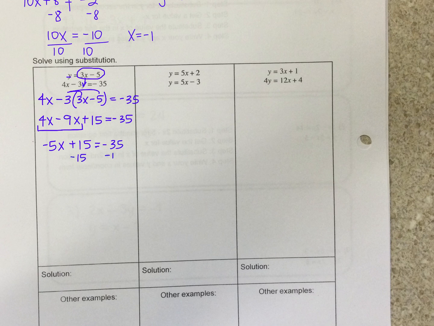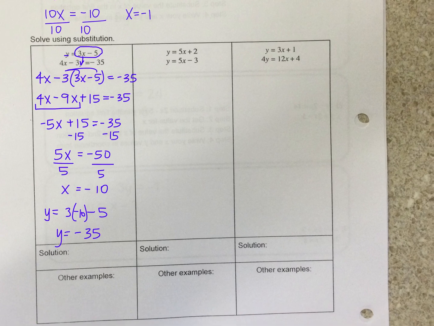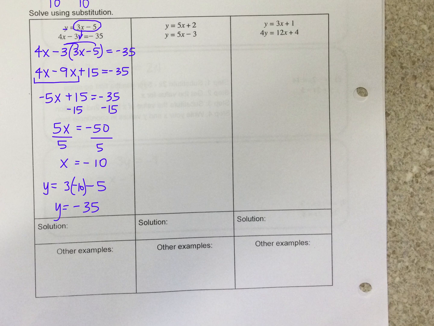I'm going to subtract 15. I'm left with 5x equals negative 50. Divide by 5. X is negative 10. I'm going pretty quick, so pause it when you need to catch up. I'm going to rewrite that first problem. Y equals 3x minus 5. I'm going to erase my x and put in a negative 10. All right, 3 times negative 10 is negative 30 minus 5. That would be negative 35. So my answer to this problem, my x is negative 10, my y is negative 35.